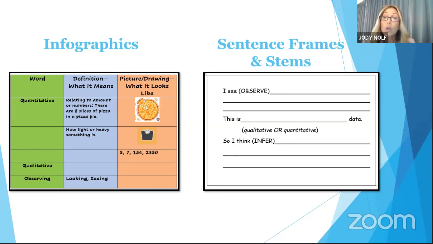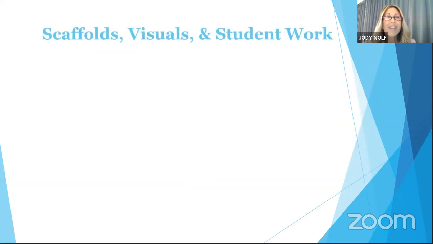That way, they're learning the flow of language rather than just chunks of information. I always have them write out the entire paragraph, maybe at the bottom of the page or on the back. Again, this could be something that is typed into a Google Doc and submitted in virtual learning. Very easy to do. Scaffolds, visuals, and student work.